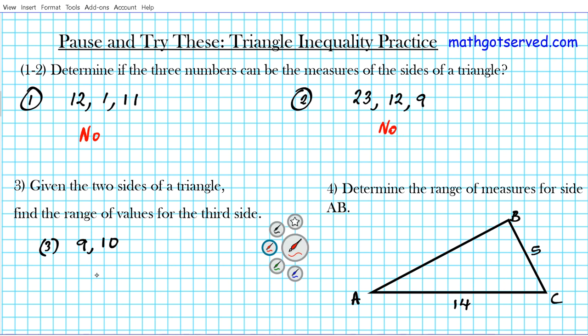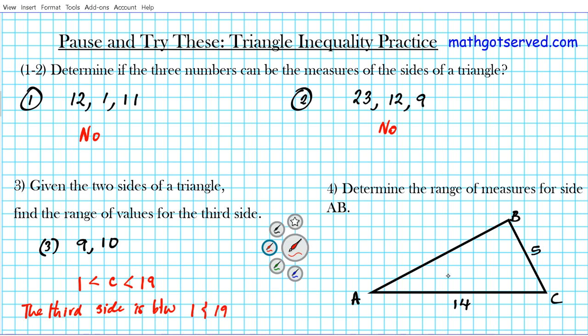Number 3, what range for the third side, given 9 and 10 as 2 sides? 1 is less than C and C is less than, depending on how you labeled it, 19. So the third side is between 1 and 19.